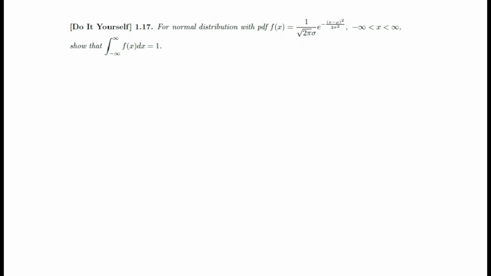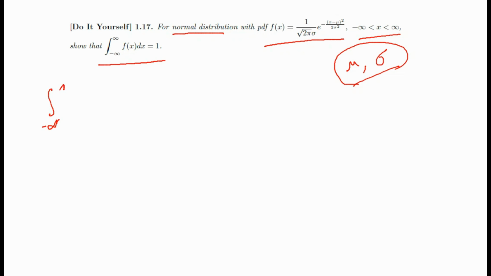Now we will solve the problem related to normal distribution, and here we will use the gamma integral. So let's see. Here the PDF of normal distribution is given by f(x), where the range of x is minus infinity to infinity. So we need to show that the integral from minus infinity to infinity of f(x) dx equal to 1. And here, as you can see, there are two parameters, mu and sigma, and the result is independent of mu and sigma. So you can take any value of mu and sigma so that the result is true. So first we will solve that one.